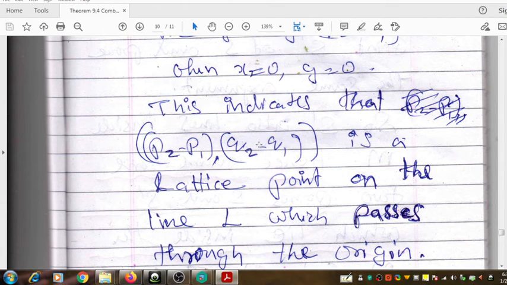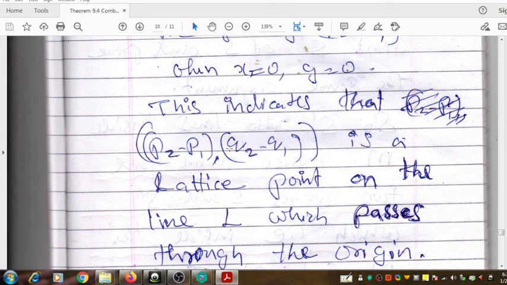It's a new point, and since it has integer values p2 minus p1 and q2 minus q1, from our earlier discussion it is clear that both are integers. What is the point we have obtained here? The point is (p2 minus p1, q2 minus q1). This point contains all integer coordinates, which means it is a lattice point.